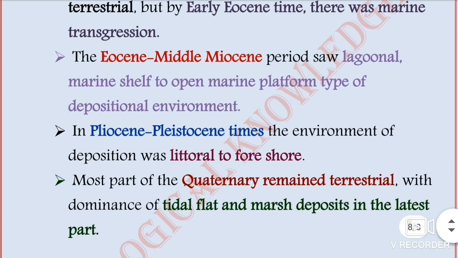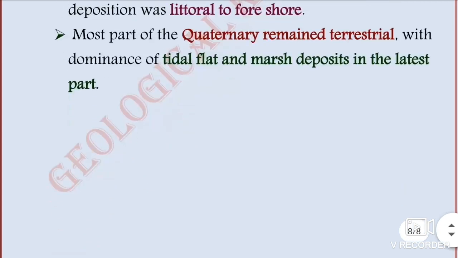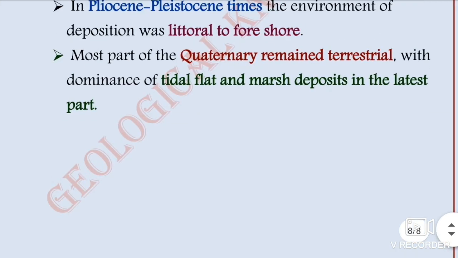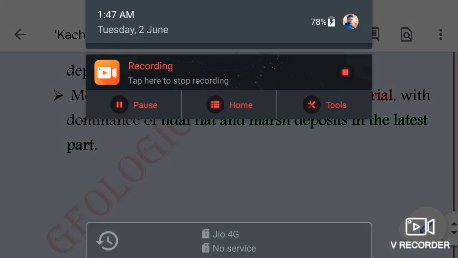In the Pliocene-Pleistocene times, the environment of deposition was littoral to foreshore. Most of the Quaternary remained terrestrial, with dominance of tidal flat and marshy deposits in the latest part. So this was our discussion about the Kutch Rift Basin, some basic information about the Kutch Peninsula, how it evolved and what processes were involved in its tectonic evolution. Okay, thank you.